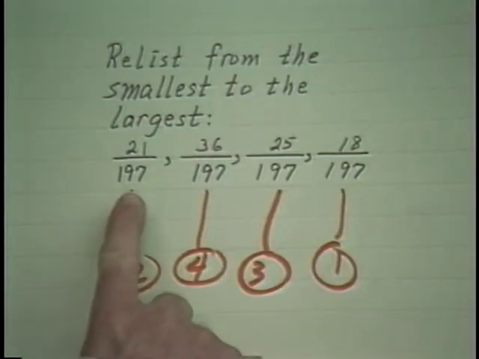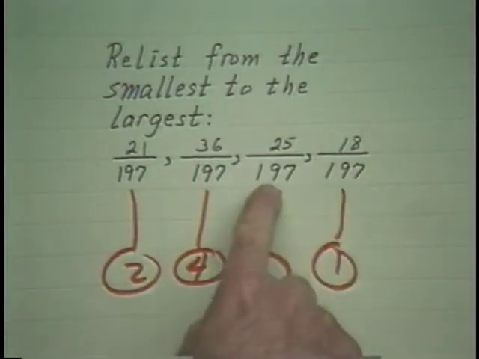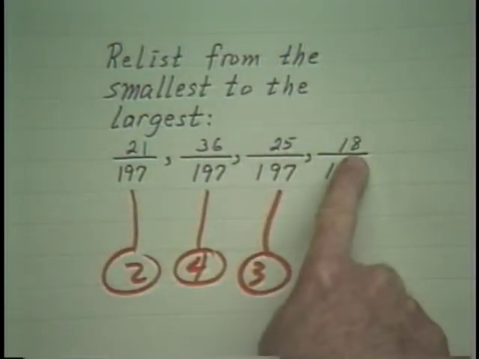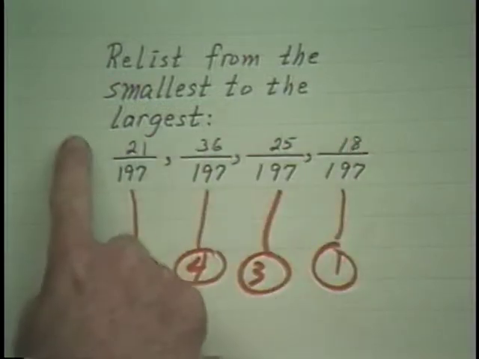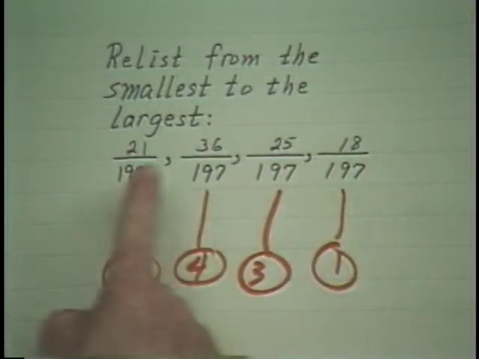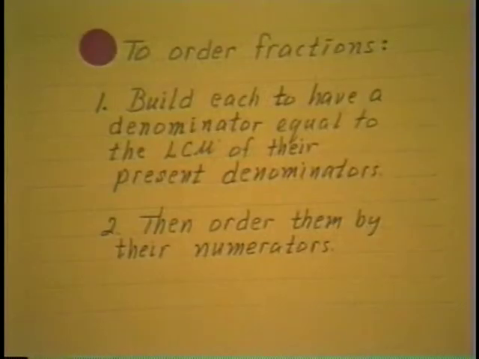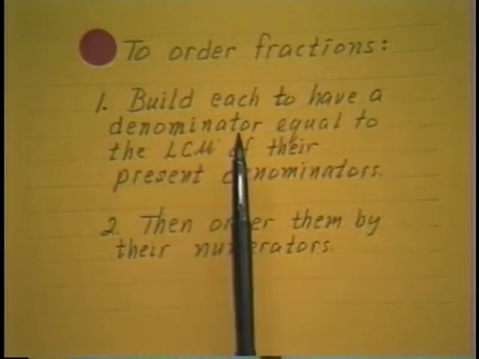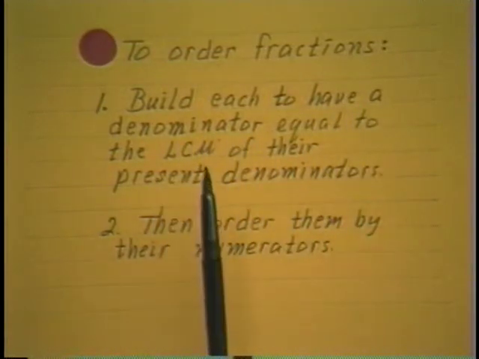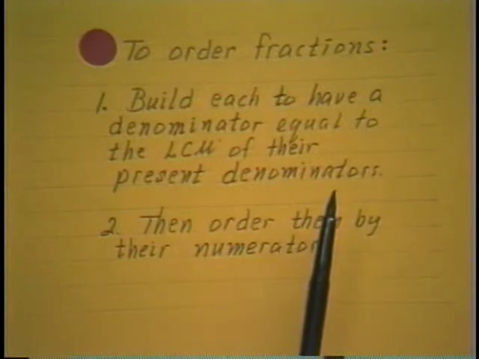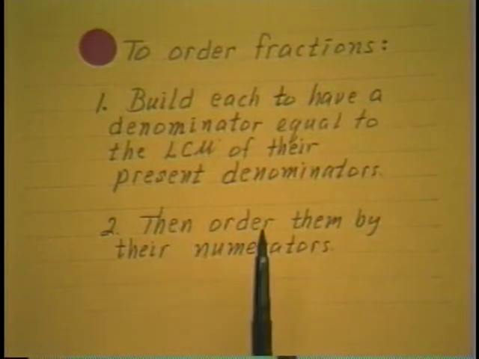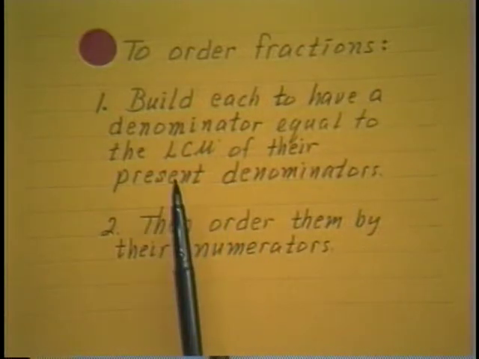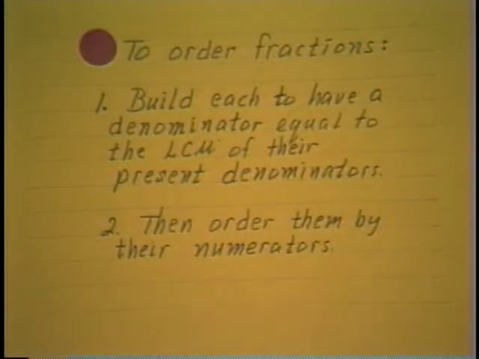Well, and you see in our last example where the denominators were the same, we simply looked at the top numbers, the numerators, which are whole numbers, and ordered them, and the fraction just went right along with it. So that's what we'll do. To order fractions, we'll build each to have a denominator equal to their lowest common multiple of their present denominators, then simply order them by their numerators. So the first task, in short, get common denominators.